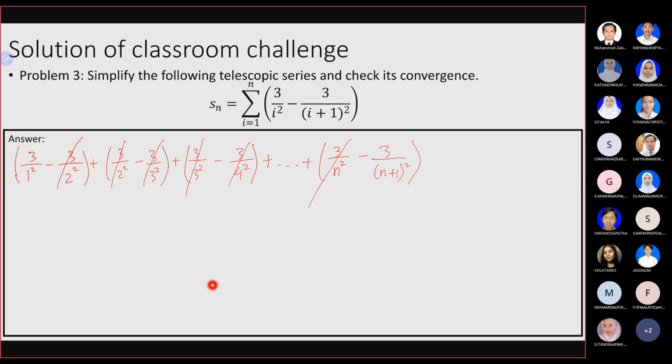This is equal to 3 over 1 squared minus 3 over (n+1) squared, which is equal to 3 minus 3 over (n+1) squared. So in this case, as n goes to infinity, we have that the value goes to 3.